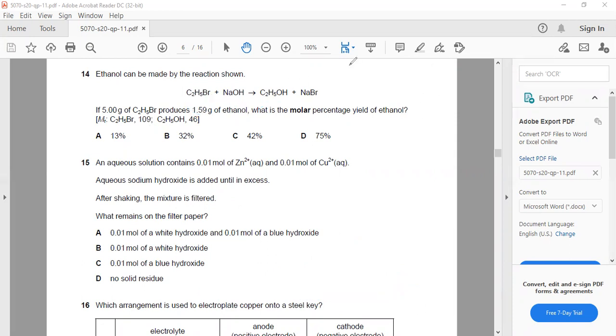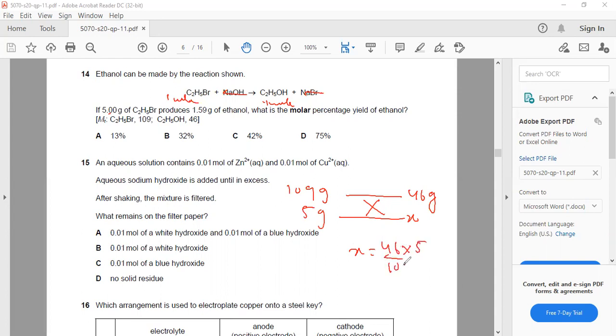How will we find it from the equation? Look again. This is 1 mole, this is 1 mole, right? We don't need this, we don't need this. 1 mole, 1 mole. What is 1 mole of this one? The Mr is given. 109 gram gives 46 gram ethanol. The question is 5 gram of the reactant. How much product can be formed? This is the theoretical yield. First, we find how much theoretically the product can be formed. So the answer will be 46 into 5 divided by 109.